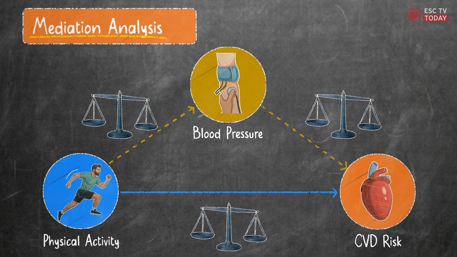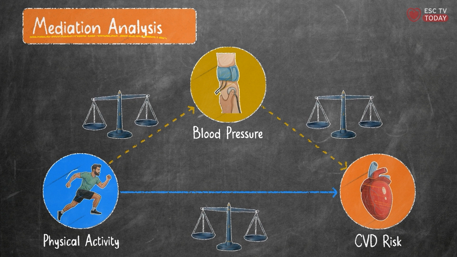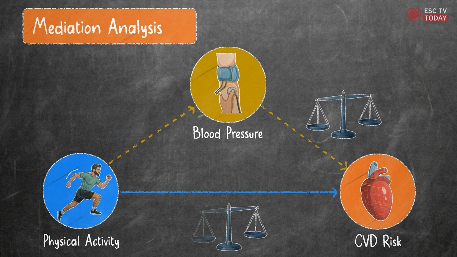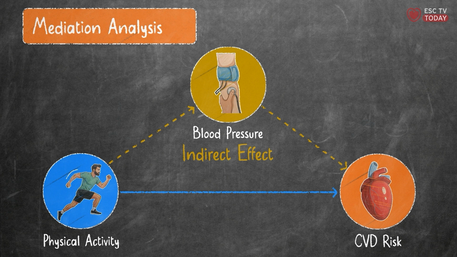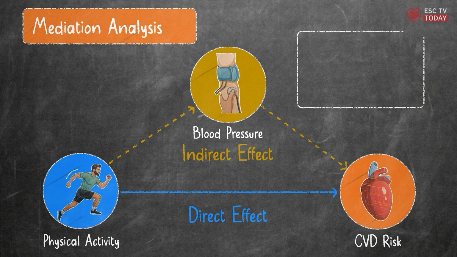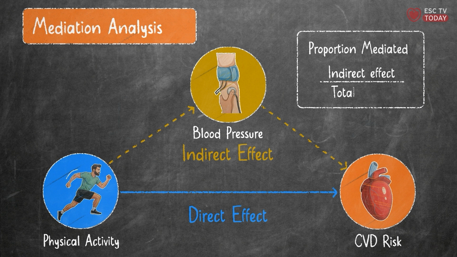In doing so, mediation analysis separates the total effect into two components. The indirect effect reflects the pathway through the mediator, such as improved blood pressure. The direct effect captures all other pathways, independent of that mediator. This allows estimation of the proportion mediated: how much of the overall benefit is attributed to a specific mechanism?